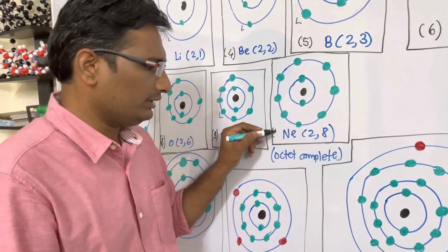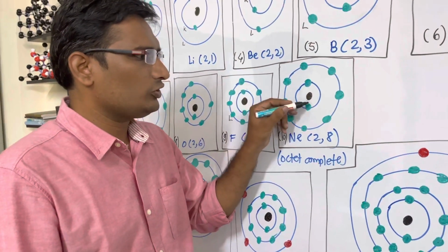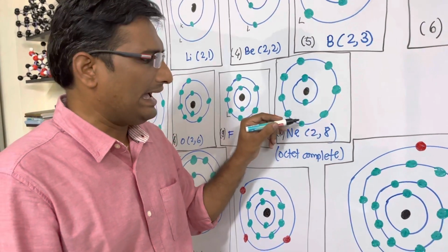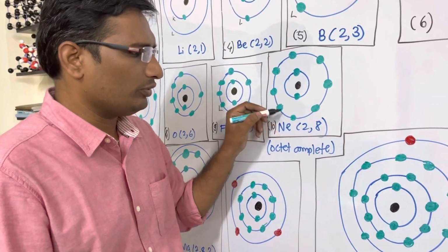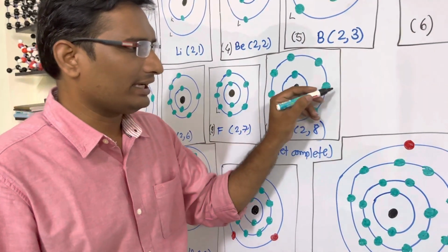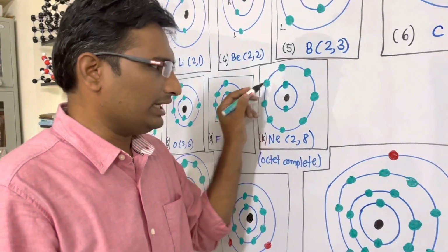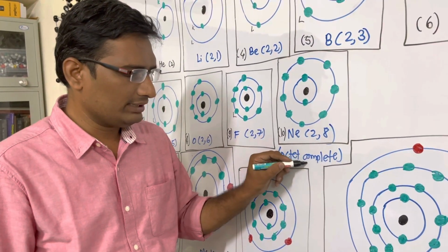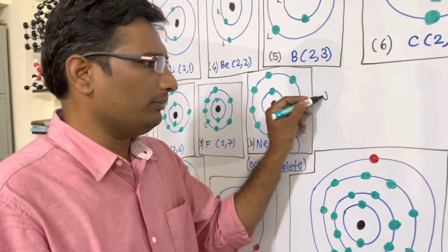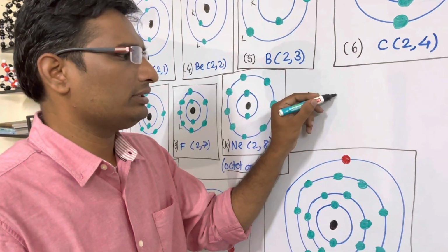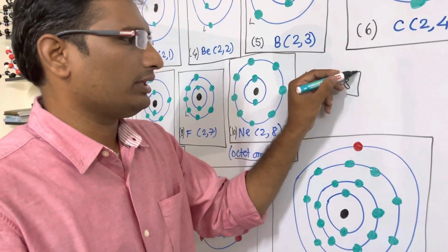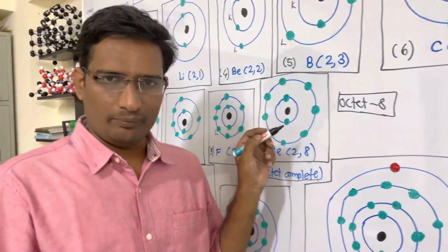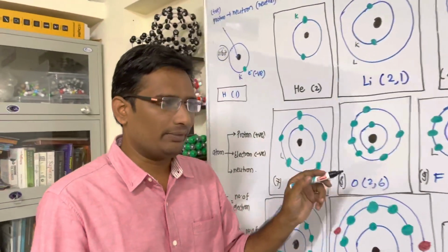The next one is 10th, neon. And neon has 2 electrons in the first shell and 8 electrons in the outermost shell. So as second shell can contain maximum 8 electrons, we say that for neon the octet is complete. Remember, octet stands for 8. And once the octet is complete, given element is going to be stable.